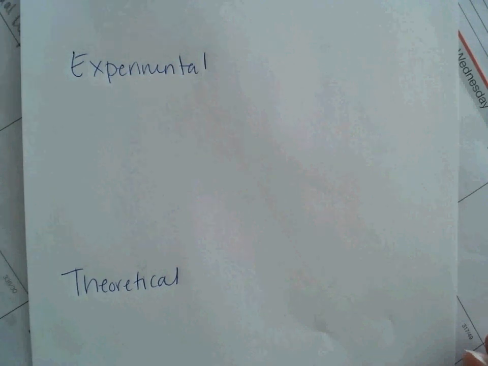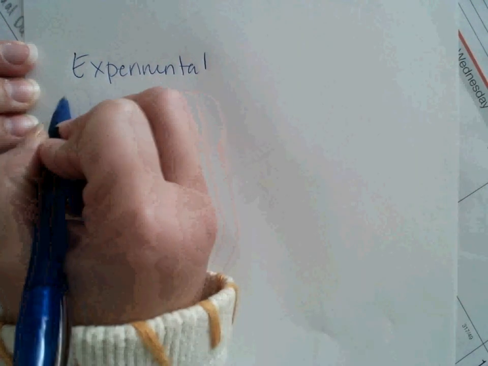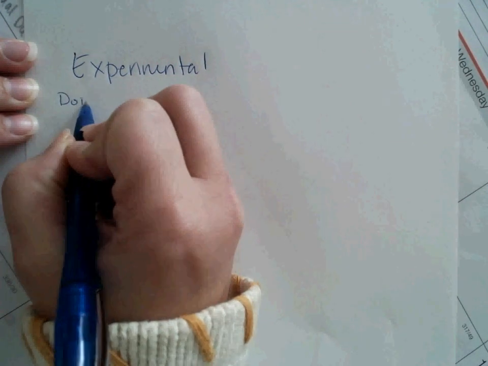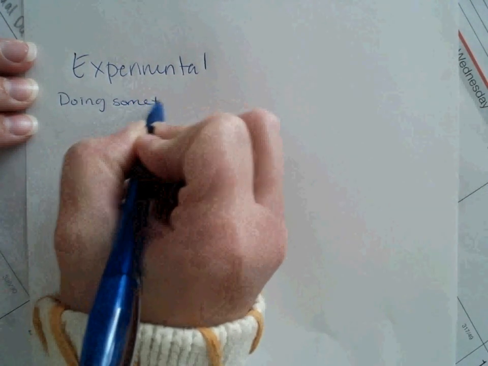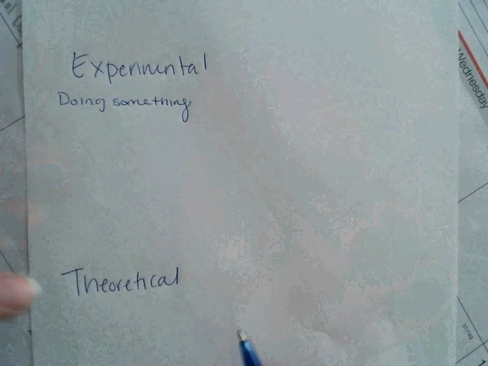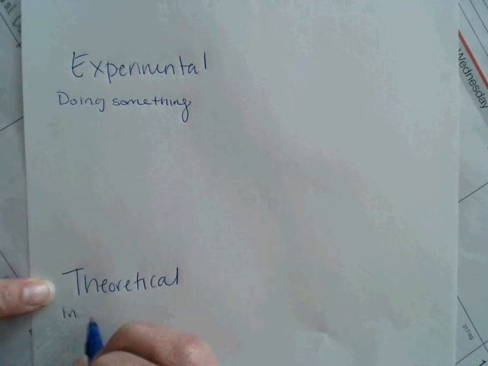So if you've already taken the SchoolNet, question number 10 talks about theoretical and experimental probability, and we didn't really cover that in the videos. So when we talk about experimental and theoretical probability, experimental is like an experiment. So it's something that you do to try to get the answer. So you're doing something. And theoretical is in a perfect world.